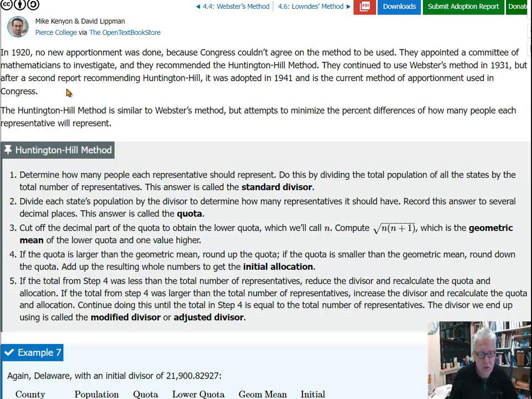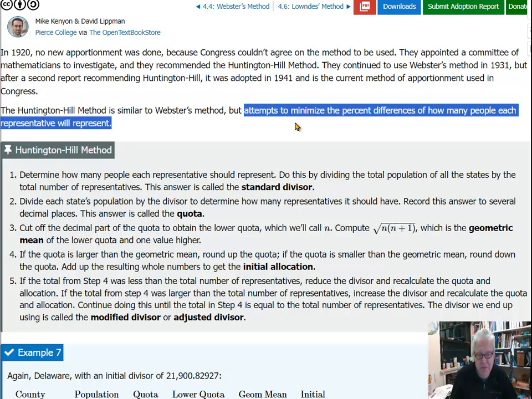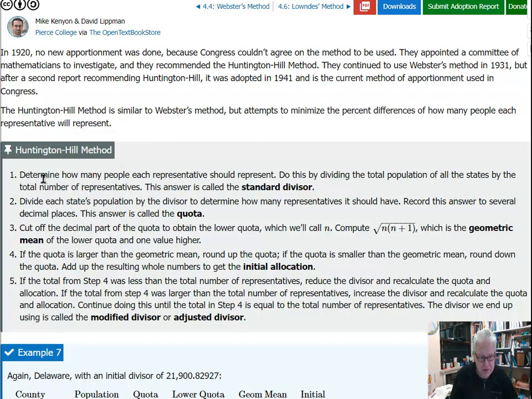This is a website at libertext.org for a math book that covers apportionment. And this is a description of how the Huntington-Hill method works, what's called the method of equal proportions. The Huntington-Hill method attempts to minimize the percent differences of how many people each representative will represent. I will try to show that in my Excel sheet for the couple of examples that I have planned. I'm going to go through these 4 steps here.